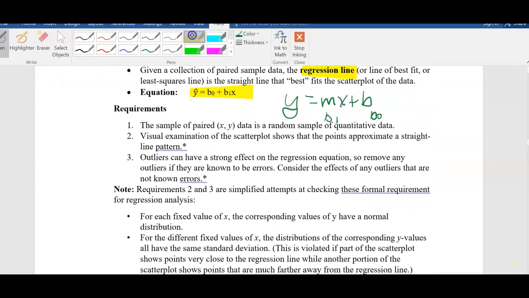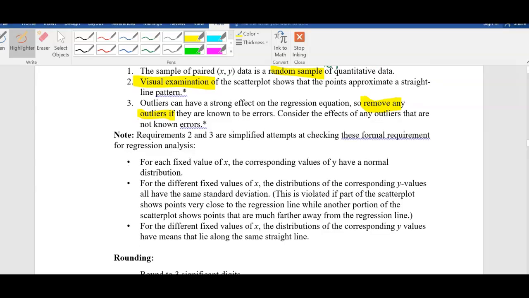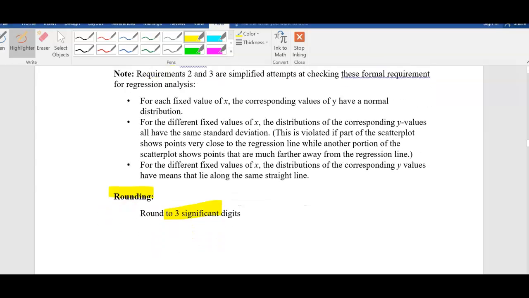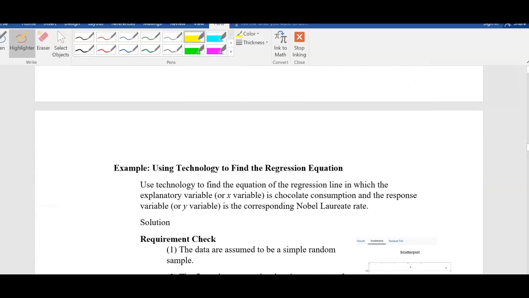Okay, requirements. We have to remember it has to be a random sample. You have to do a visual examination, make sure it actually looks like a straight line. And outliers are bad, so we have to make sure that we remove the outliers if we have any, which we're actually just going to do by looking. All right, 2 and 3 are just formal requirements of this, that they have a normal distribution. 2 and 3 do this for us when we're looking at that. That's what our straight line looks like, our visual examination, and our standard deviations when we remove the outliers. We're going to round to 3 significant digits, and we'll use StatDisk for most of this.